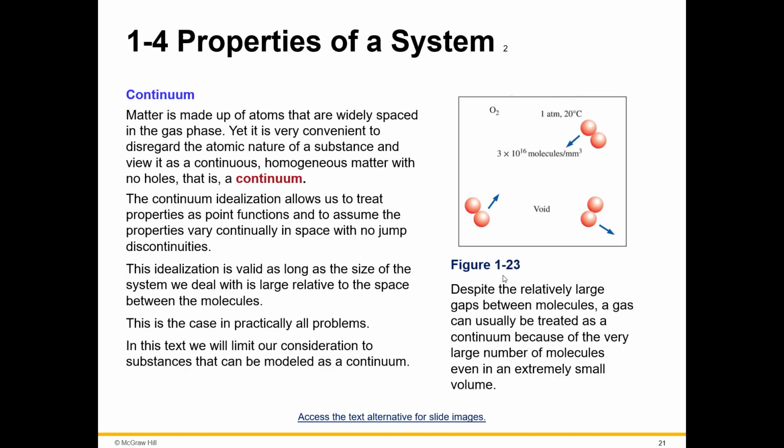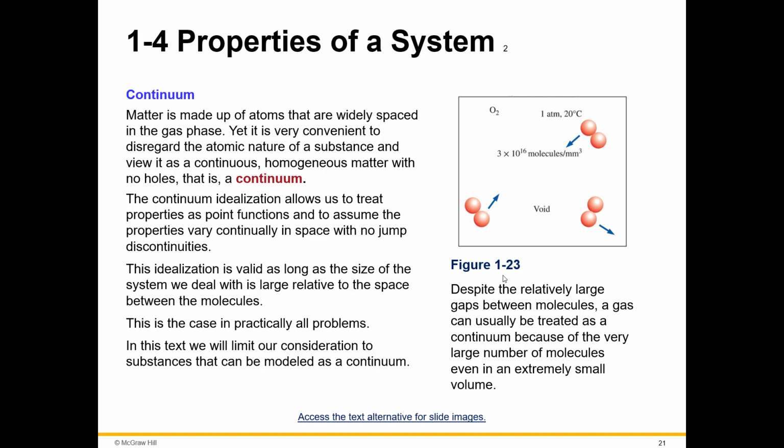So a continuum: matter is made up of atoms that are widely spaced in the gas phase. Yet it's very convenient to disregard the atomic nature of a substance and view it as continuous, homogeneous matter, and that is a continuum. A continuum idealization allows us to treat properties as point functions and to assume that properties vary continually in space with no jump discontinuities.